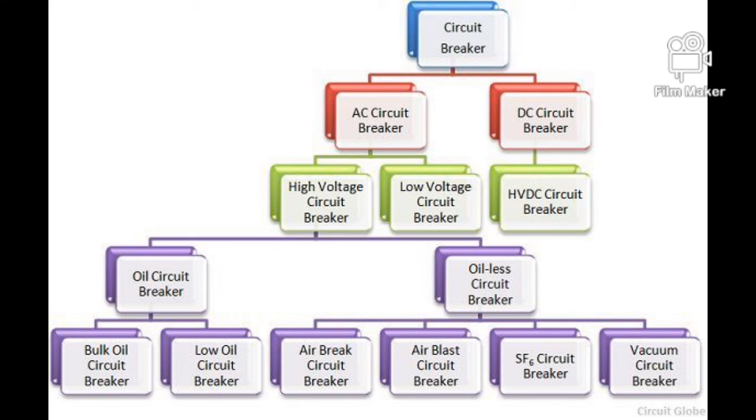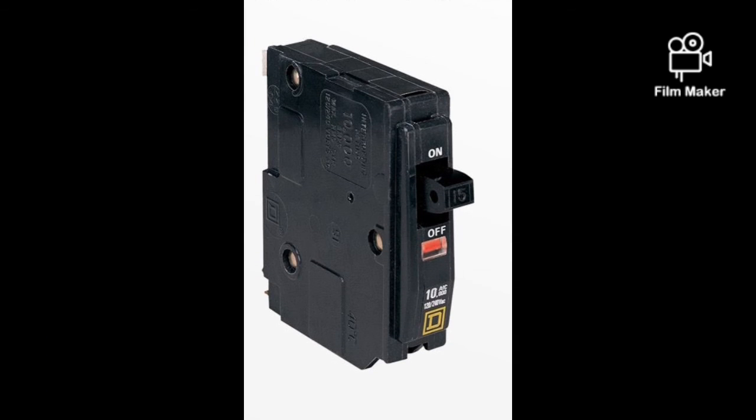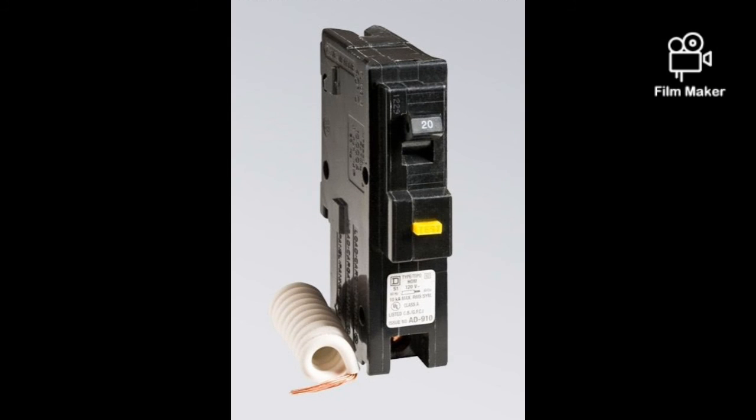and vacuum circuit breaker. There are three major types of circuit breaker, and this one is the standard circuit breaker, a simple circuit breaker that trips when a circuit overloads. This is the ground fault circuit interrupter. GFCI breakers look different from standard breakers. They have a test button along with the on-off switch.